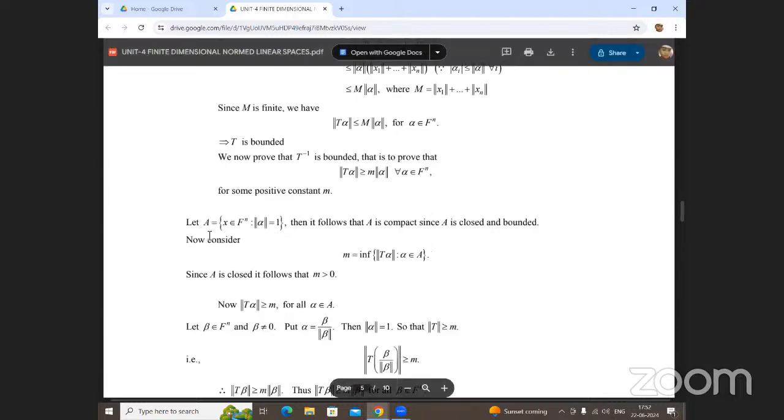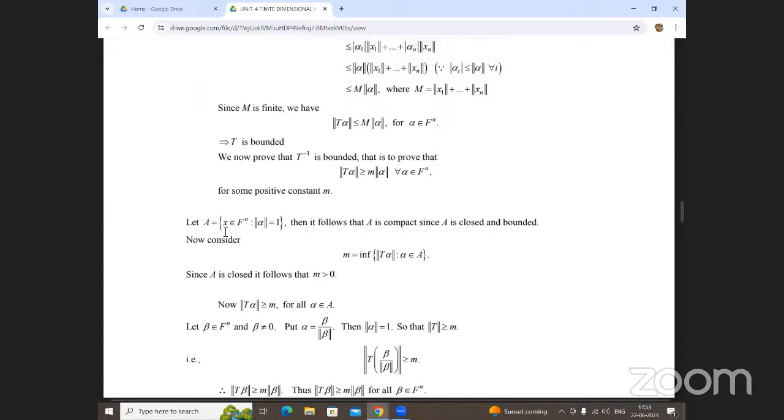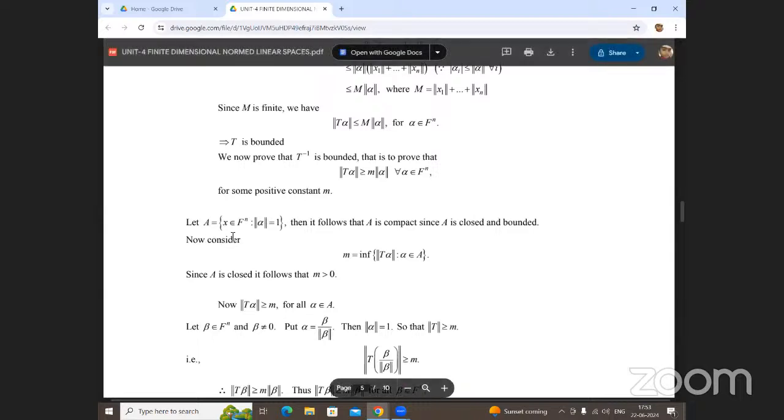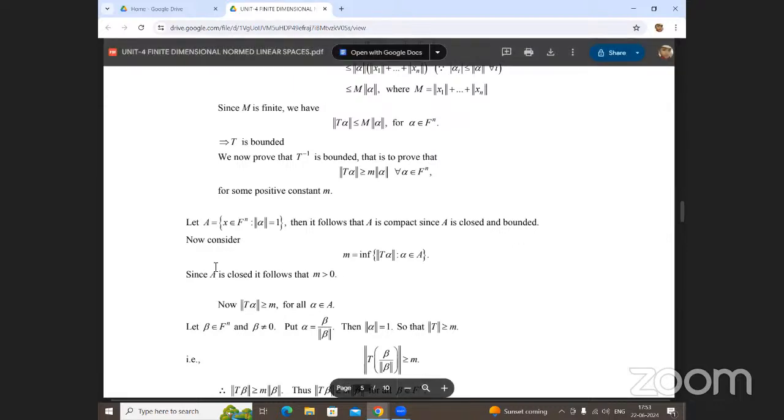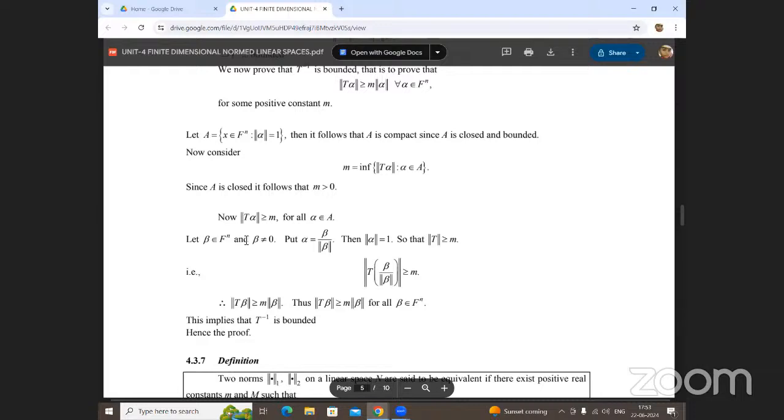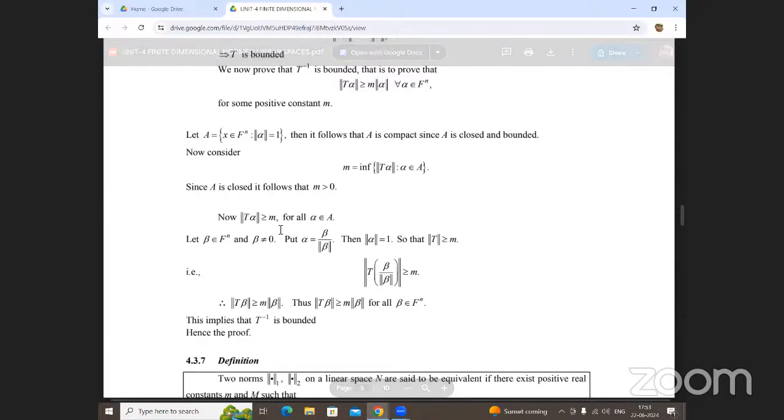Now the set is denoted by capital A. When it is compact, closed and bounded, then it is also a finite dimensional normed linear space. Here x is any element of the n-tuples of the field, with norm alpha equal to 1. Small m is the infimum of norm T alpha, and that value is greater than 0 when the set is closed. And norm T alpha is greater than or equal to small m.